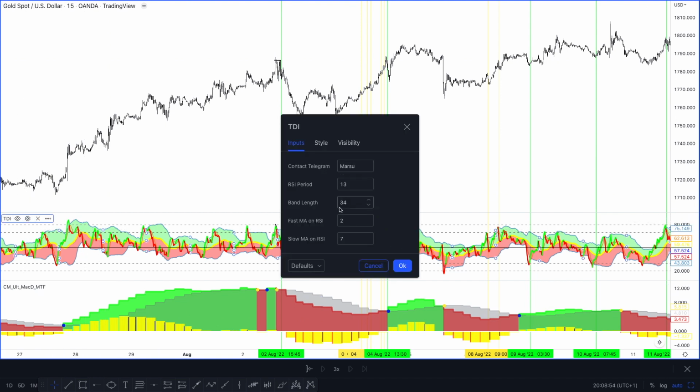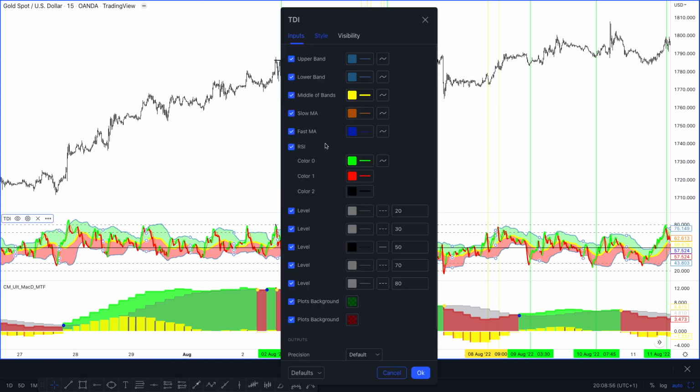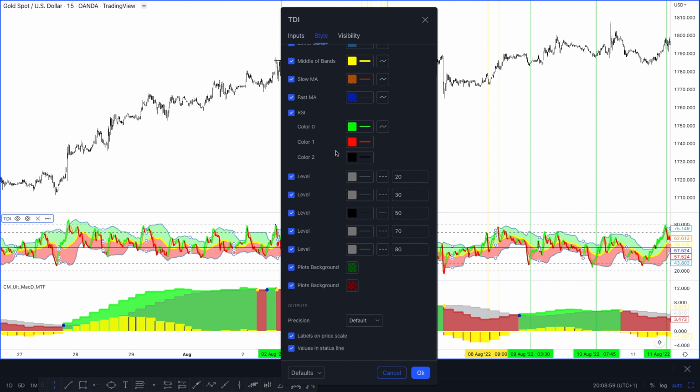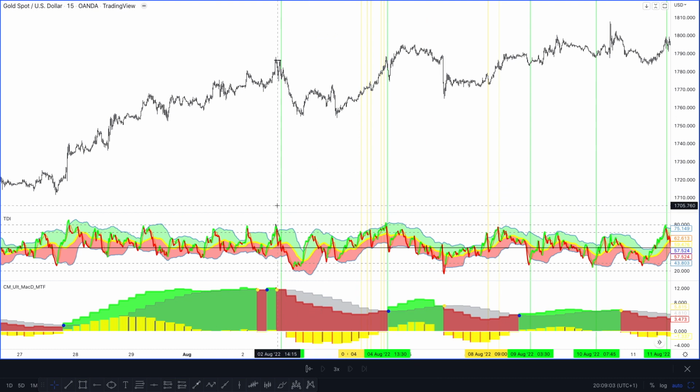And when it comes to the TDI, same thing, but these are basic settings. You can copy all of the settings over here as well. So let's get straight into the strategy.